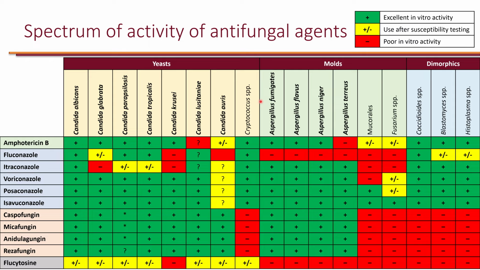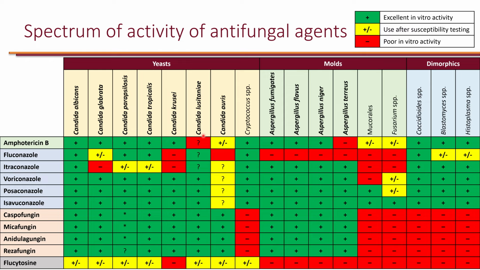Now, lastly, let's take a look at the spectrum of activity of these agents. So it's good to think of yeasts and then molds and then dimorphics. When it comes to yeast, these are the significant Candida species that cause clinically important fungal infections. And there's also Cryptococcus. Pretty much amphotericin B has very good activity against most of these, except it doesn't have good activity against Candida lusitaniae. Some reports say that it actually might have activity against lusitaniae, but most sources, and especially classically, we say that amphotericin B is inactive against lusitaniae.